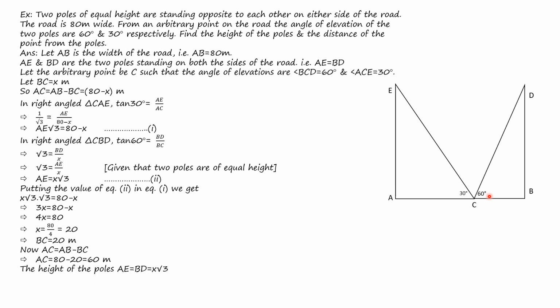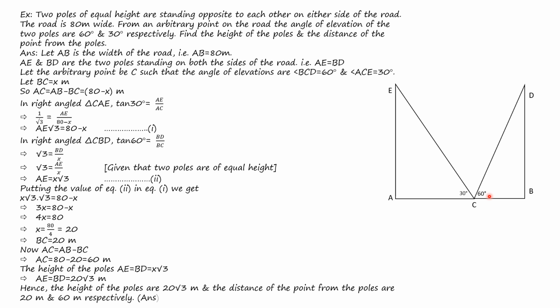Now let's find the height of the pole. Height of the pole AE or BD equals x root 3, which is nothing but 20 root 3 meters. Hence, the height of the poles is 20 root 3 meters and the distances of the point from the poles are 20 meters and 60 meters respectively. That is the answer.